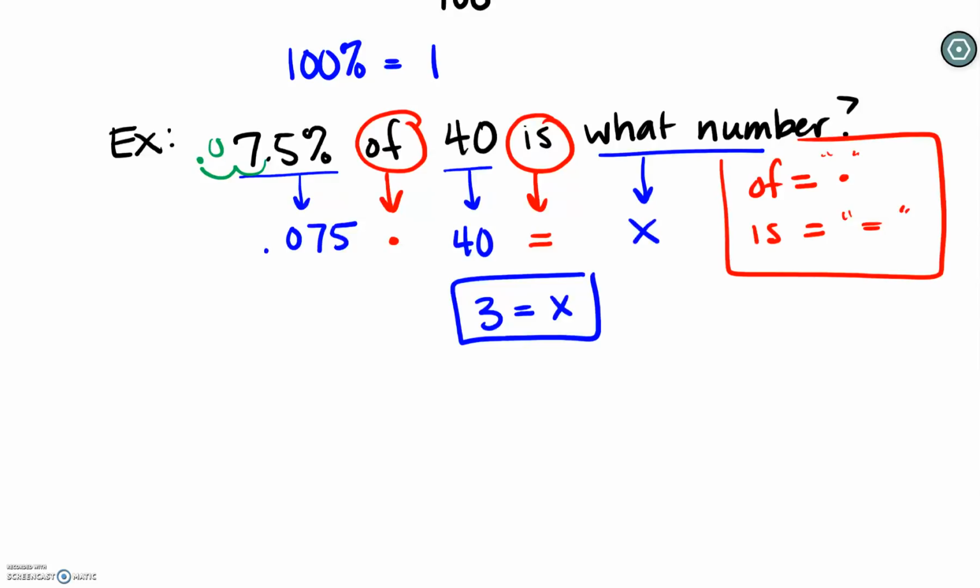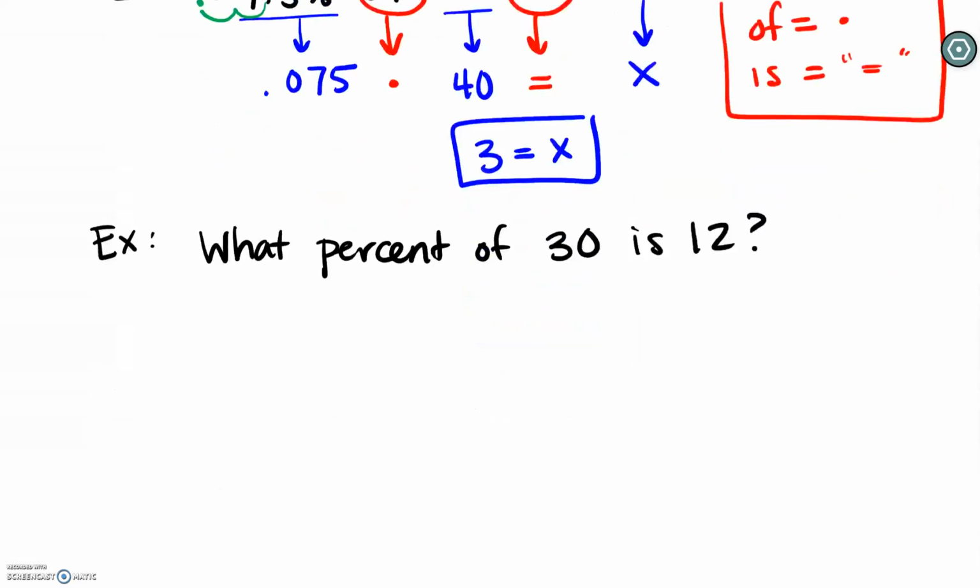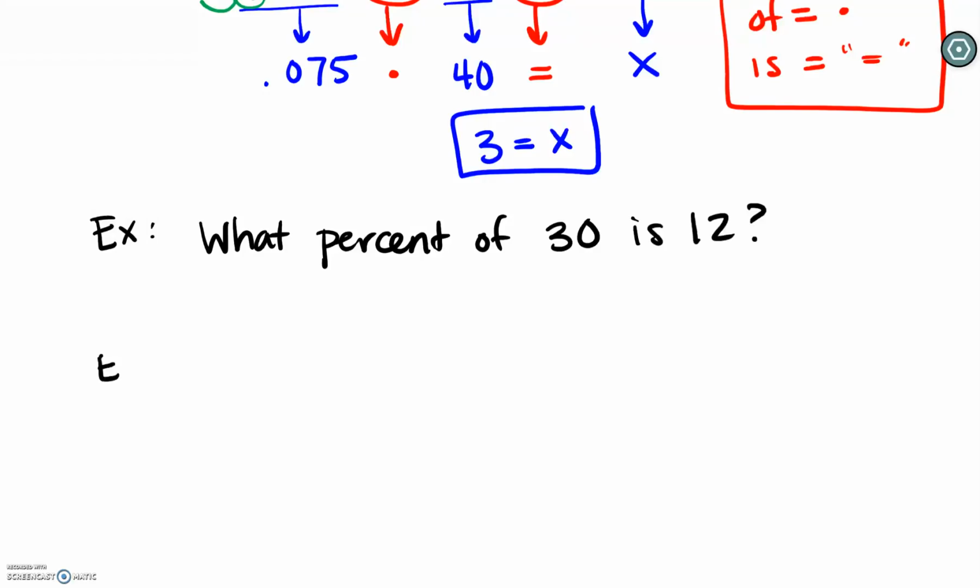And the variable here can be in any part of this equation. So let me quickly write down two other examples for you to try out. One more example here: what percent of 30 is 12? The second one we'll try: 16 2/3% of what is 15?